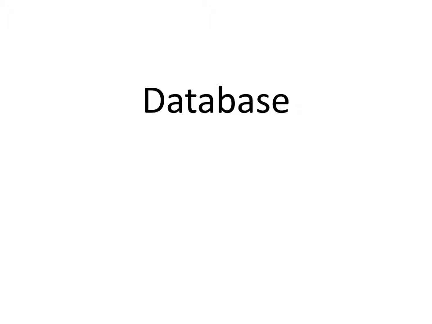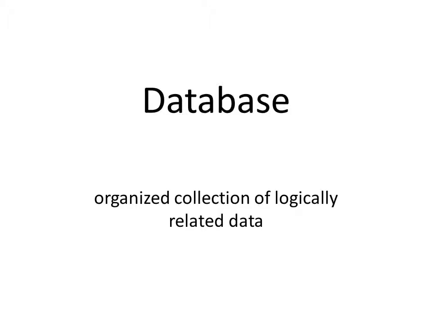So first, the word database. What does this mean? So it says here that it is an organized collection of logically related data. So for example, if you have a database of anime, you will not be storing data about movies or some telenovelas. Also, the data that you will be storing should be related to each other so that there will be sense out of that data.